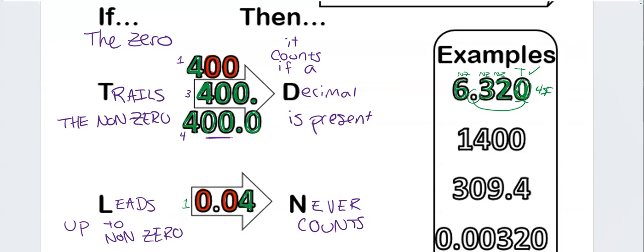I want you to go through the same way and identify the types of zeros you're looking at and decide how many sig figs you think each number contains. So take a moment, pause the video on your worksheet, see if you can try to figure the rest of these out, and then we'll go through them together.